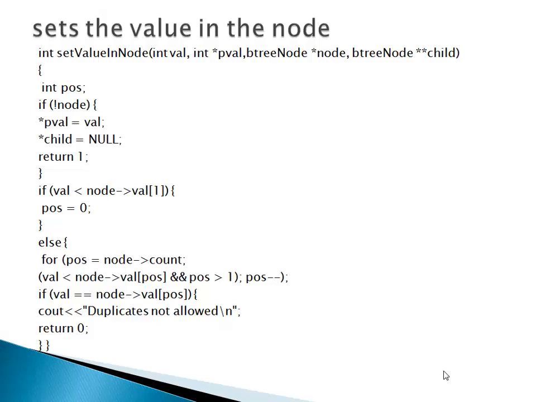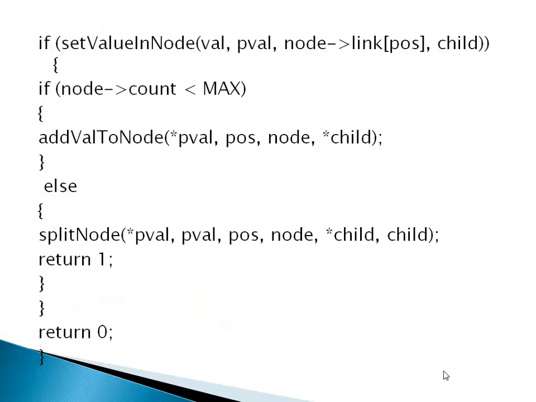Otherwise, if the value is less than node of value of 1, that is if the value we have to insert is less than the value at position 1, then the position to be inserted is 0. Else, for position equal to node of count and value is less than node of value of position and position greater than 1, here we are performing a check to find where to insert the value in that particular node. If value equal to node of value, that means that value already exists in the particular node, so it is going to display the statement of duplicates not allowed.